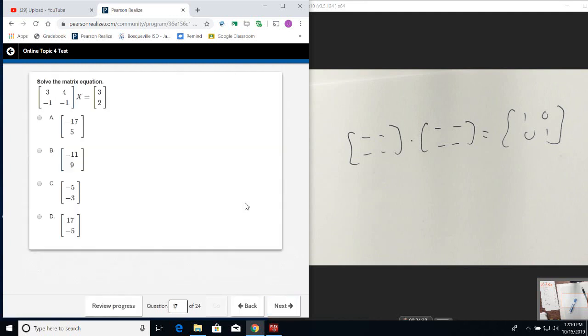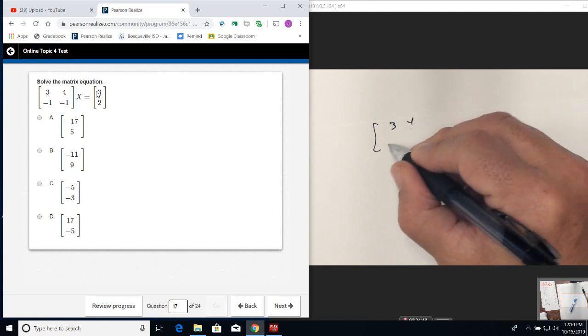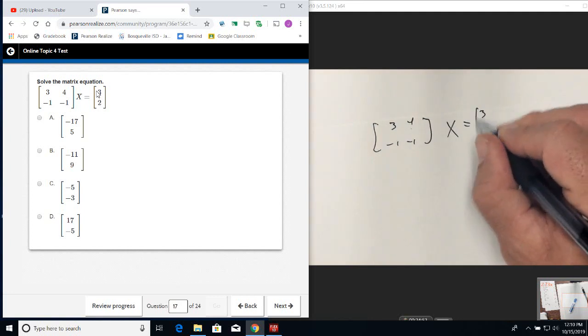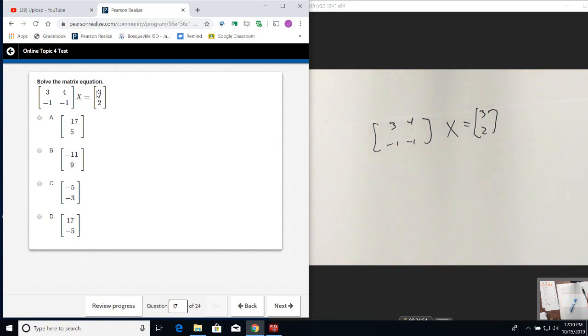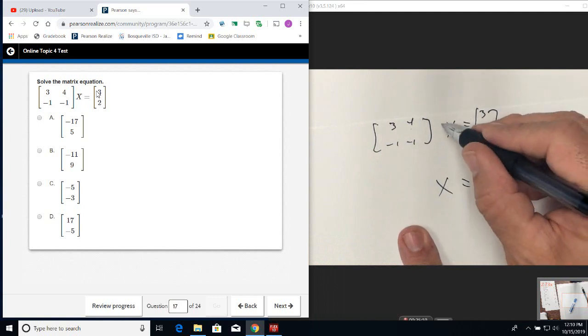Let's look at 17. Solve the matrix equation. So to solve a matrix equation of 3, 4, negative 1 times some other matrix is equal to 3, 2. In order to solve that matrix equation, the first thing I've got to do is get that to become the identity matrix. If I can get that to become the identity matrix, any number times that identity matrix would give you that x back. So it's just like saying 1.